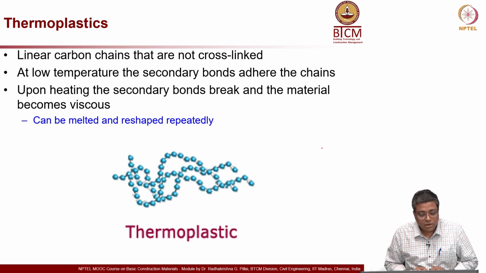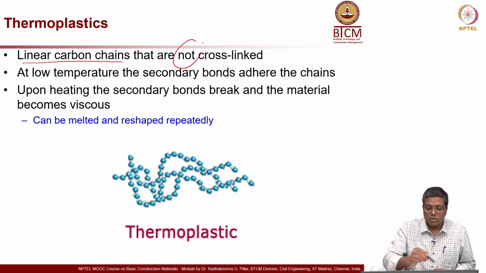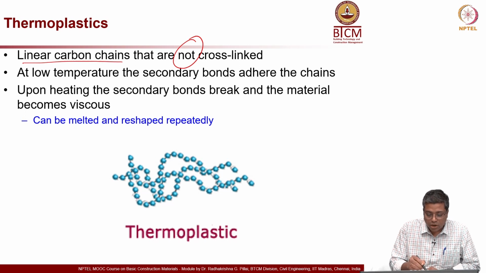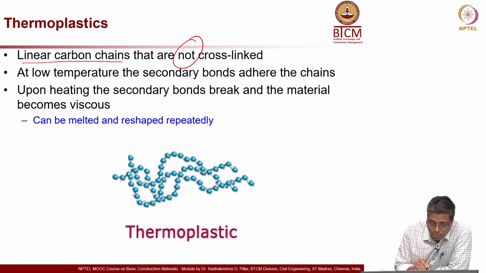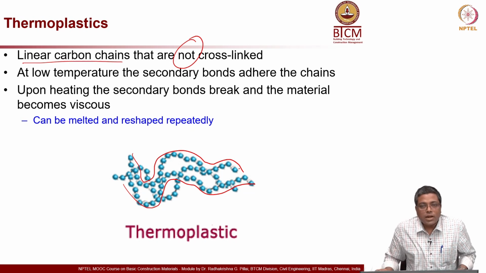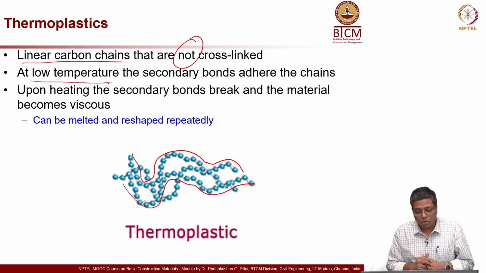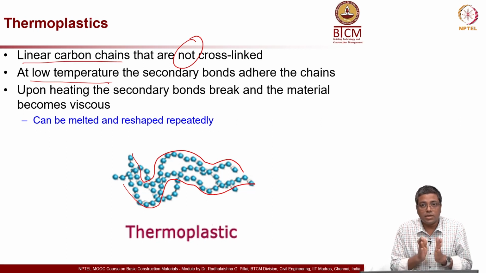Thermoplastics, as I already mentioned, have linear carbon chains that are not cross linked. That is the main thing. So they are just linear carbon chains. Follow one of these and maybe another one. You can try which drawing belongs to which chain. Anyway, there are multiple linear carbon chains which are not cross linked. Now what happens is, when the temperature is relatively low, the secondary bonds adhere the chains.